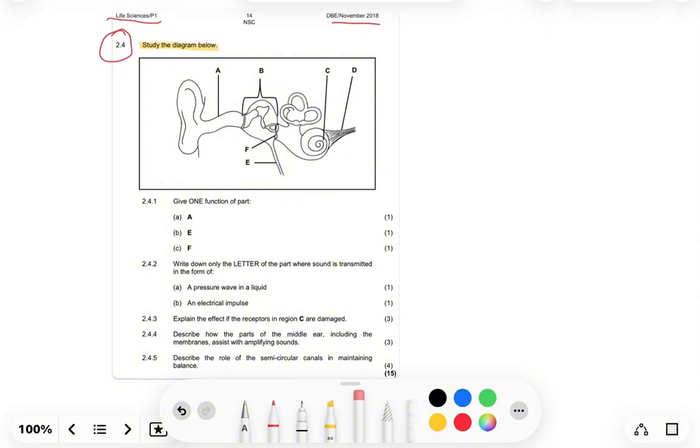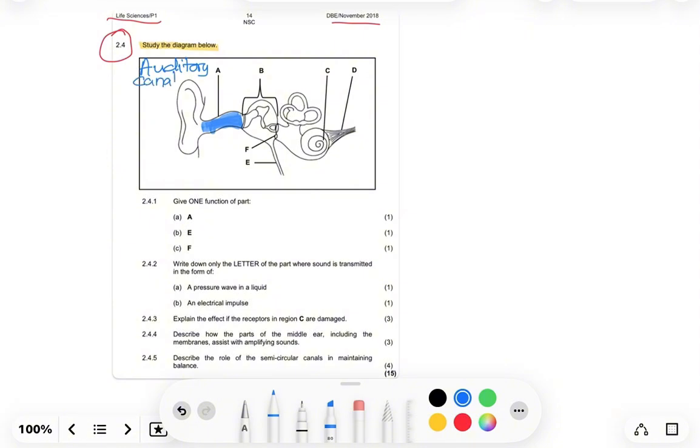Now, part A is representing this structure. It is the auditory canal. Okay, so we're going to label it as the auditory canal. Let's use blue. So it is the auditory canal.